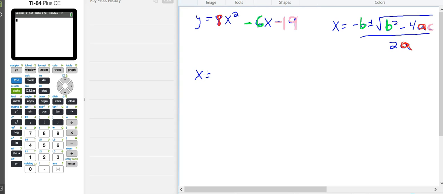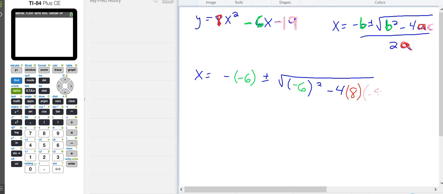X is equal to negative b, which in this case is negative 6, plus or minus the square root of b, which is negative 6, squared, minus 4 times a, which in this case is 8, times c, which in this case is negative 19, and that whole thing is over 2 times a, which in this case is 8.